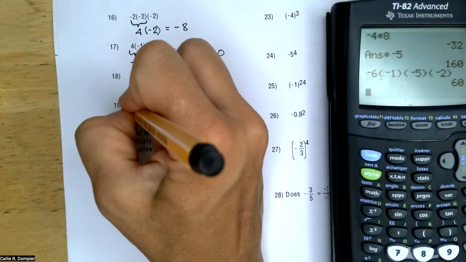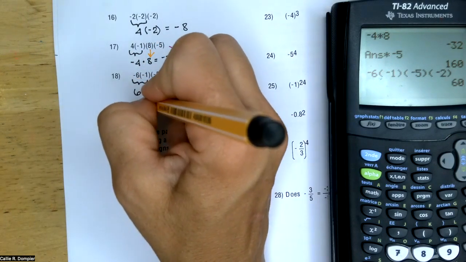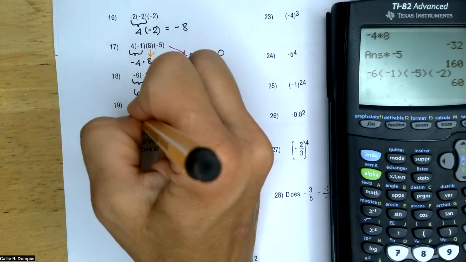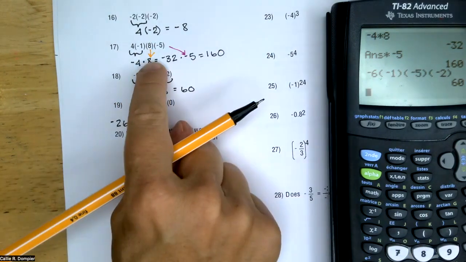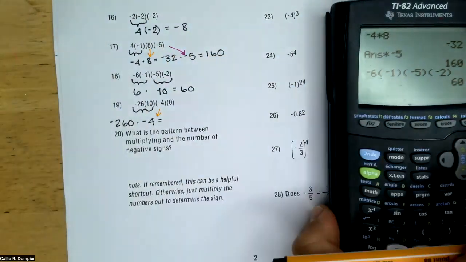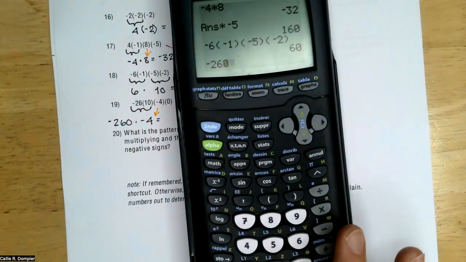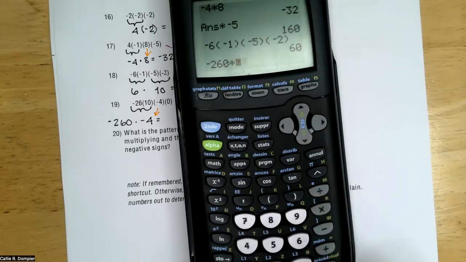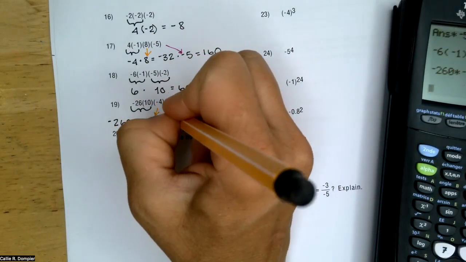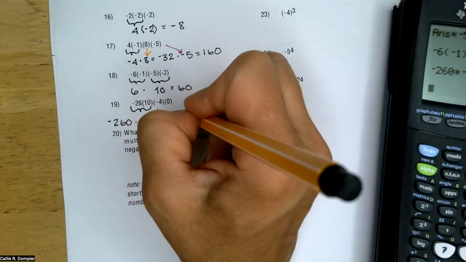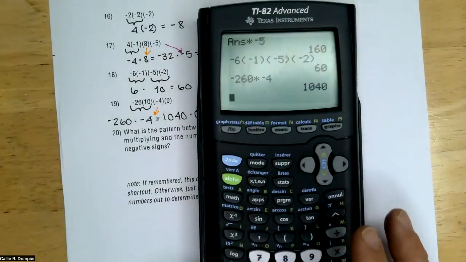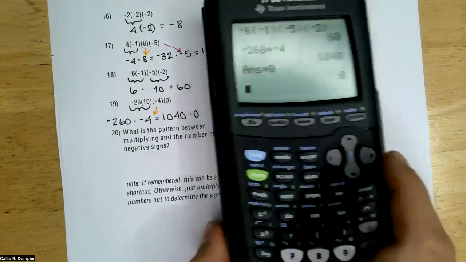-26 times 10. -26 times 10 is -260 times -4. So this is the same as this one, this way again. So bring down the -4, -260 times -4. Negative times a negative is going to be a positive, so that's 1040. I also should have looked at what my next number was, because anything times 0, what happens? It becomes 0.